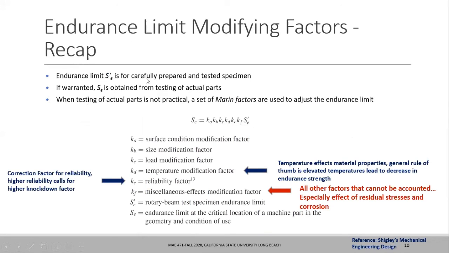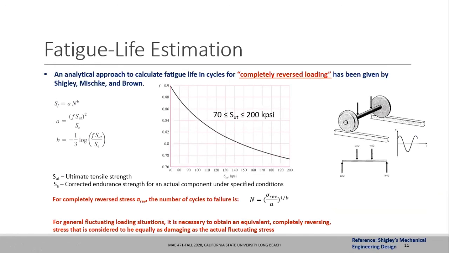S_e' is nothing but the endurance limit, which is obtained from carefully prepared and lab-tested specimens. And all the constants are your factors: surface condition, size, load, temperature, reliability, and all other factors. So all these factors actually need to be taken into account while you are calculating the endurance strength for your design calculations.